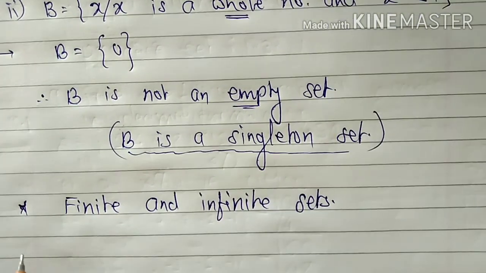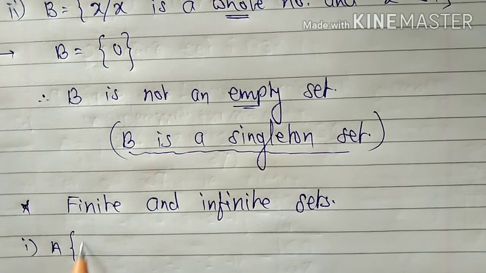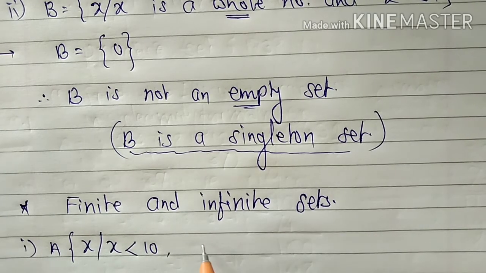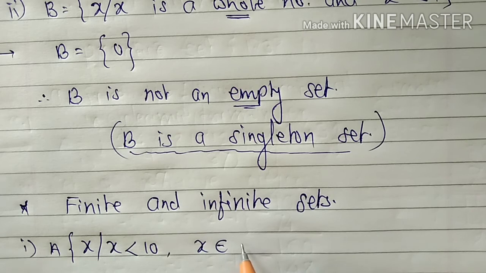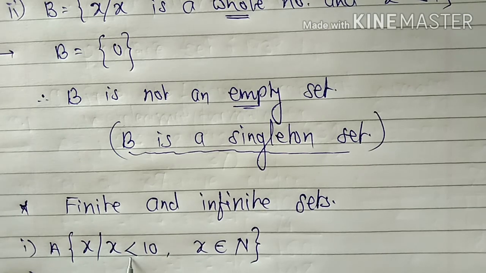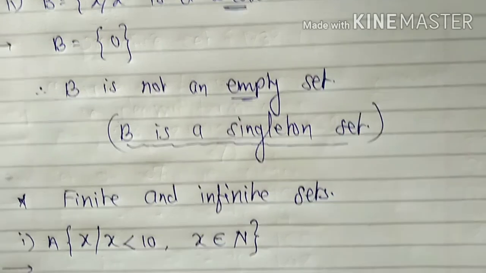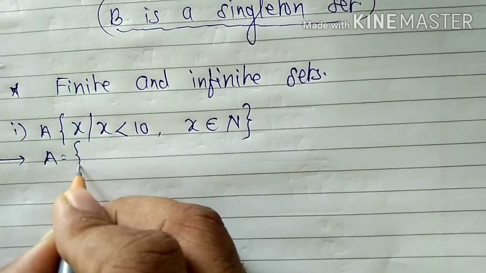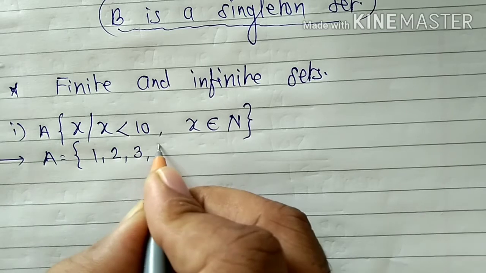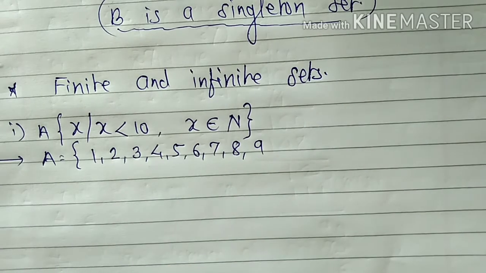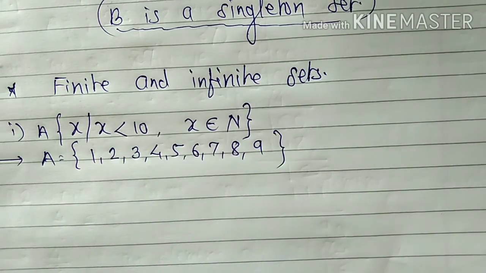Okay, suppose first set A, it is a set of x such that x is less than 10 and x is an element of natural number. So x must be less than 10 and x is an element of natural number. We know that natural numbers are starting with 1, so therefore our answer will be 1 2 3 4 5 6 7 8 9. That's all, this is our answer.